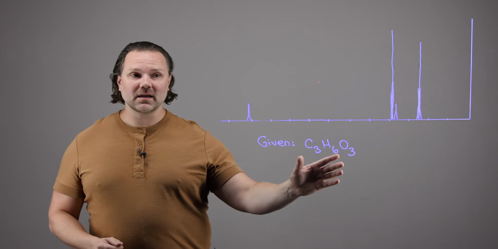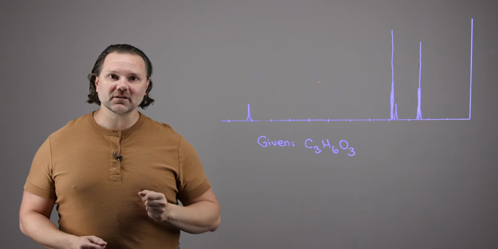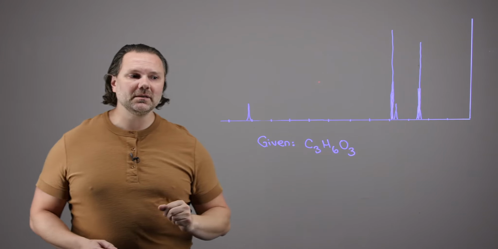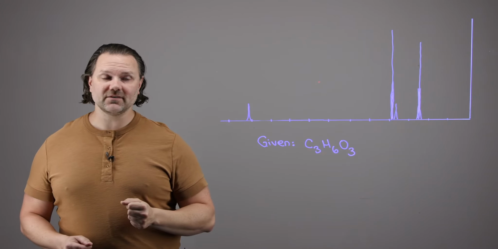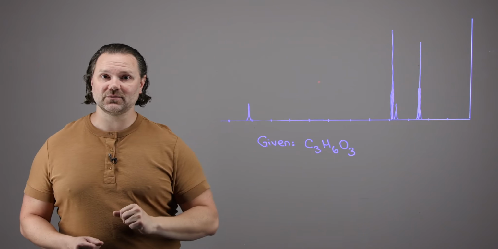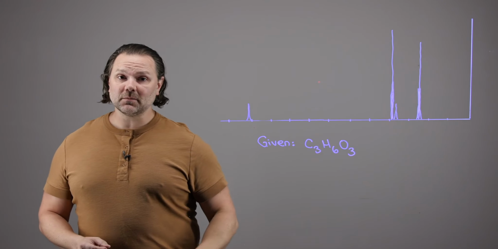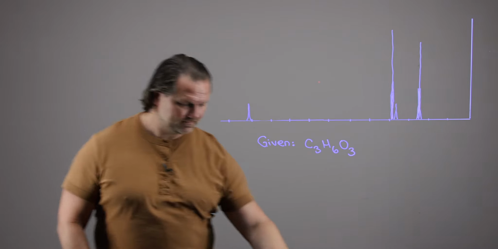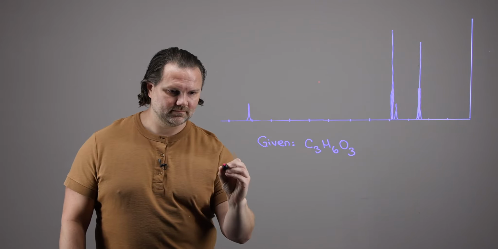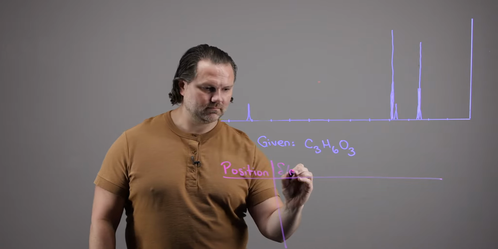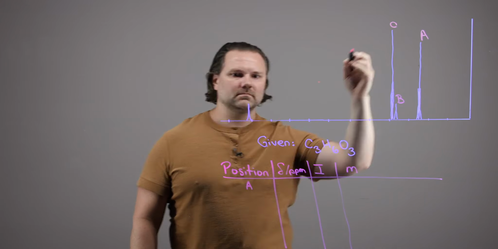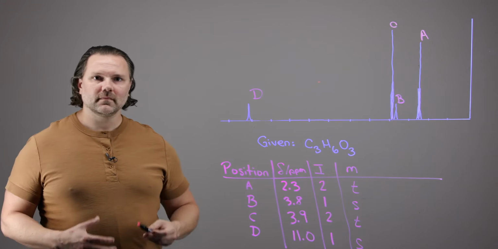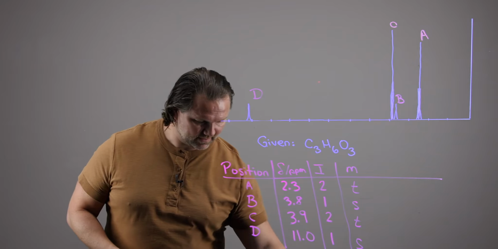We've been given our chemical formula, we have our NMR spectrum, and we have signals ranging from slightly above 2 ppm all the way up to around 11 ppm that we haven't seen before. So let's build our table so we can begin organizing the information captured in the spectrum. Okay, we now have our table complete.